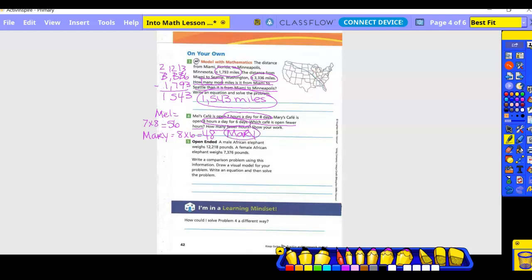Then it says how many fewer hours. So what am I going to do now? I'm going to use that work I just did. And what am I going to do next? Not divide. We're going to subtract because they want fewer. So fewer means subtract, right? So 56 minus 48 gives me what? What's the difference? 8. So 8 hours.